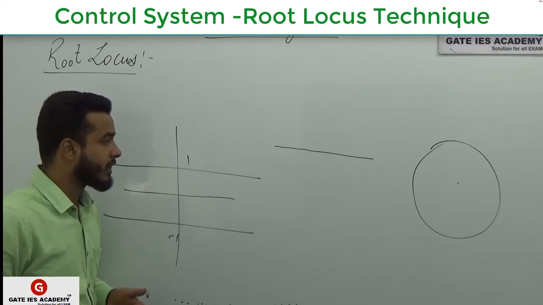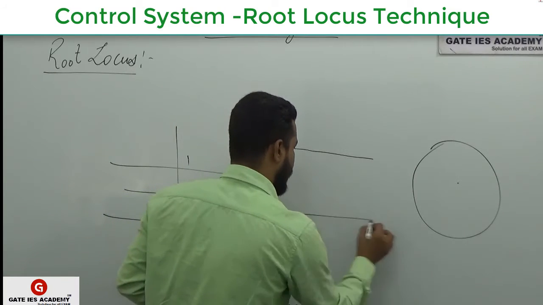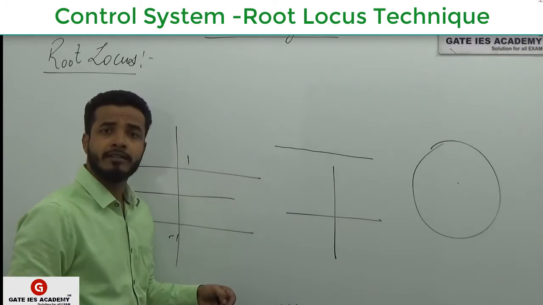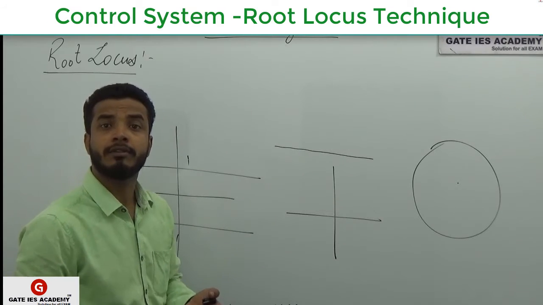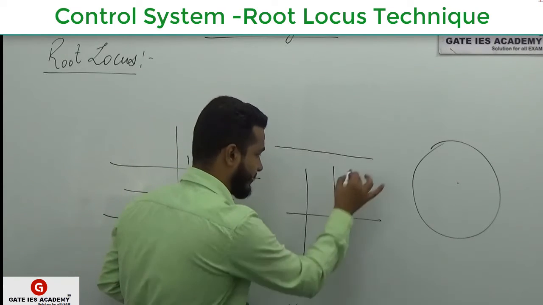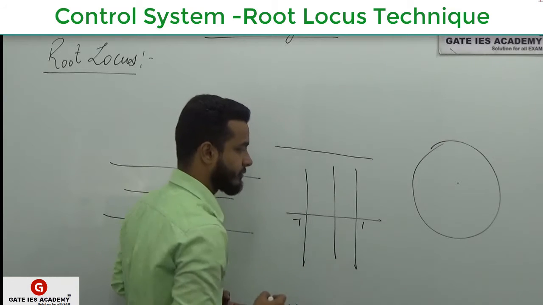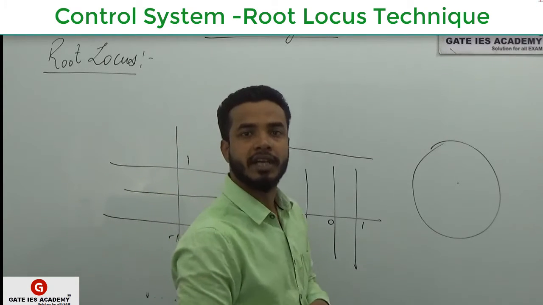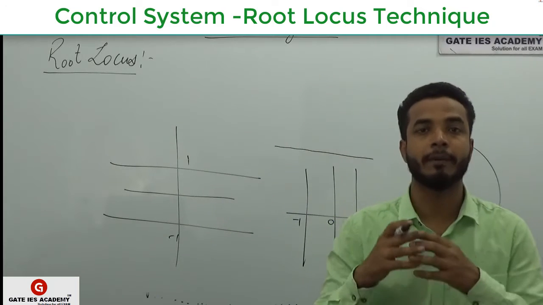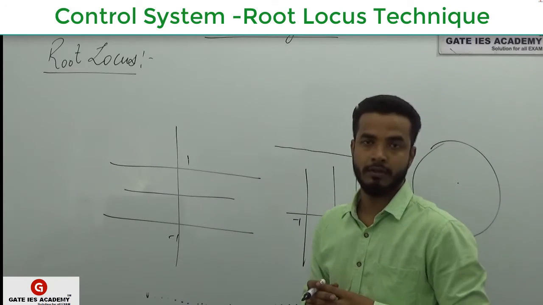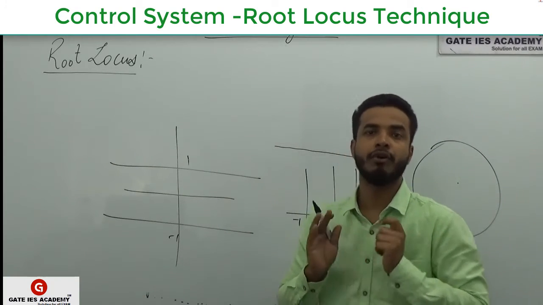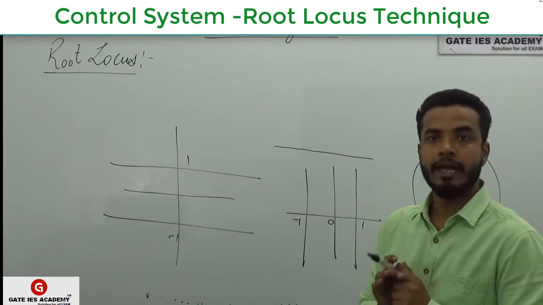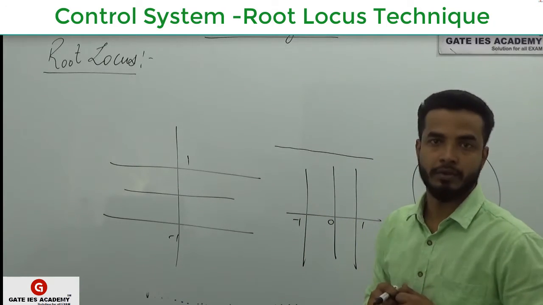Or anybody can ask to draw the locus of all the points which have unity distance from the y-axis. So definitely you will draw like this. It is -1 and it is 1. It is the origin. That means locus is nothing but the interconnection of all the points which satisfy a particular mathematical equation or relation. Then that particular curve is known as the locus.